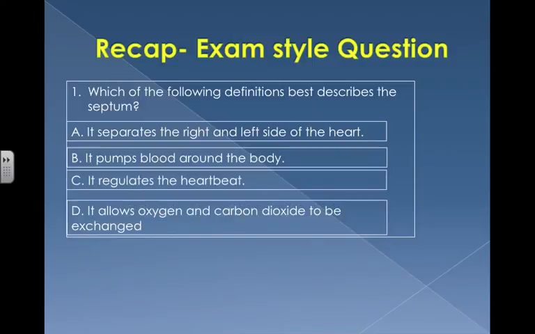Here is your exam-based question. It says, which of the following definitions best describe the septum? Obviously, you guys should have answered it yesterday. It was A. It separates the left and the right side of the heart. So, as I said to you, the septum is a muscular tissue which separates the two sides of the heart, or basically it separates the ventricles.